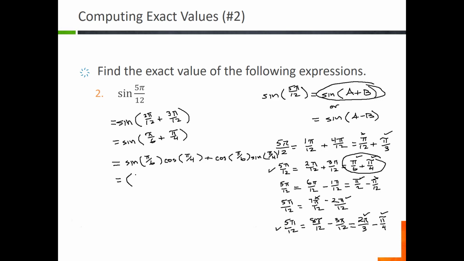So what's the sine of pi over 6? Again, from the unit circle, that's a half. Again, you have to memorize these. We then have the cosine of pi over 4, which is root 2 over 2, plus the cosine of pi over 6, which is root 3 over 2, and then the sine of pi over 4 is another root 2 over 2. So again, you have to have these unit circle values memorized, okay?